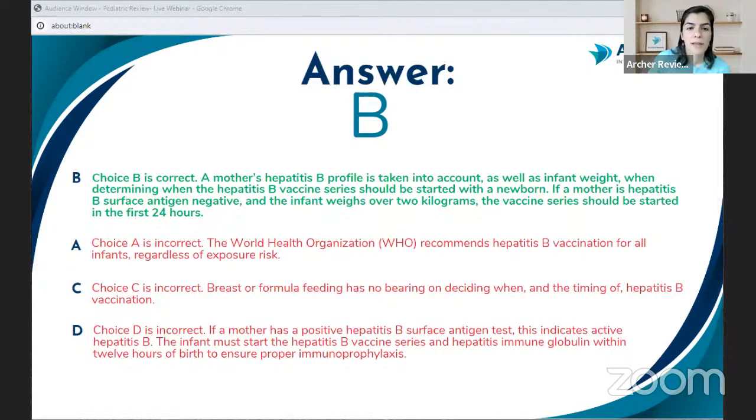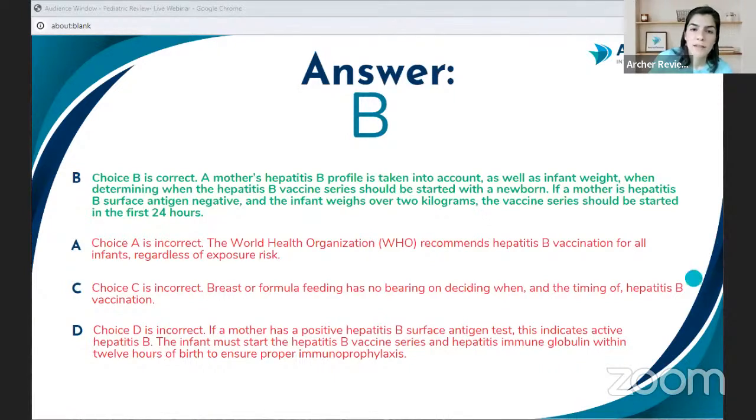And then if we go to answer D, if the mother has a positive Hep B surface antigen test, this indicates an active Hep B infection, right? So the infant should be started on the Hep B vaccine series. So we still give the Hep B vaccine series, but then we also give the baby the hepatitis immunoglobulins as well within the first 12 hours, just prophylactically. So definitely always want to consider the mom's hepatitis B profile.